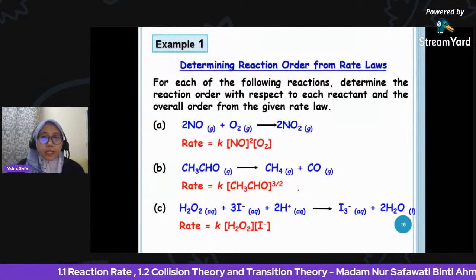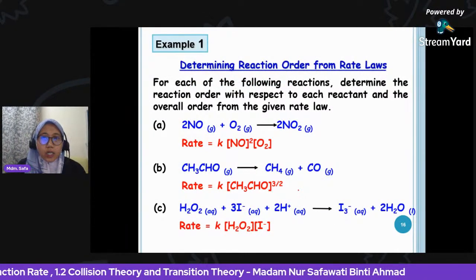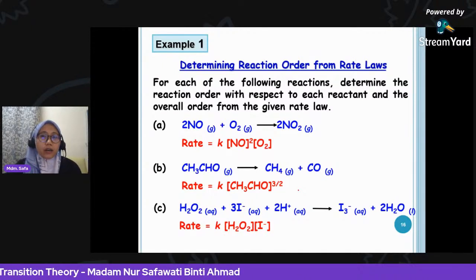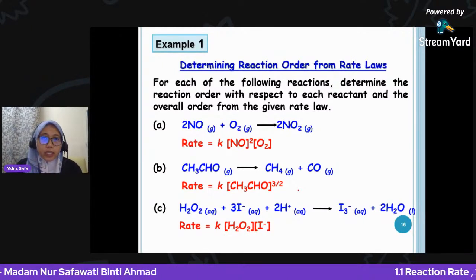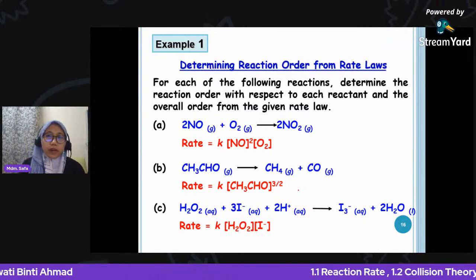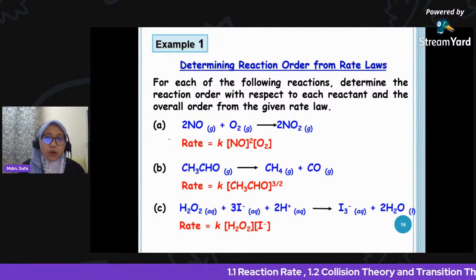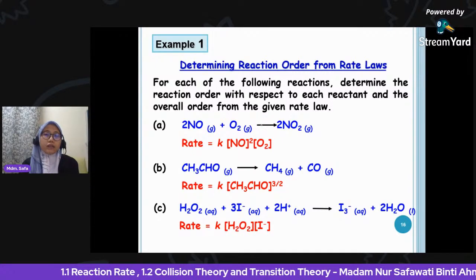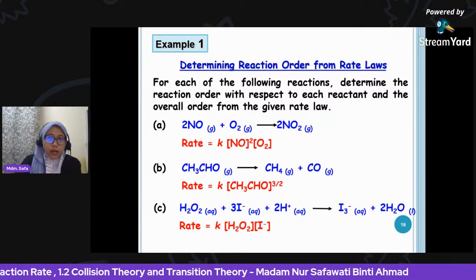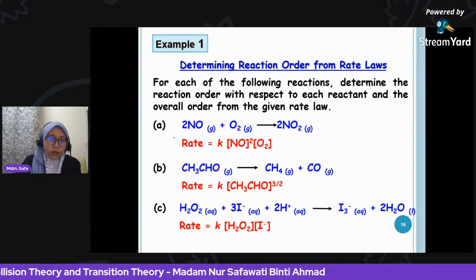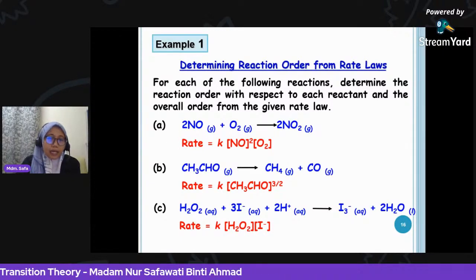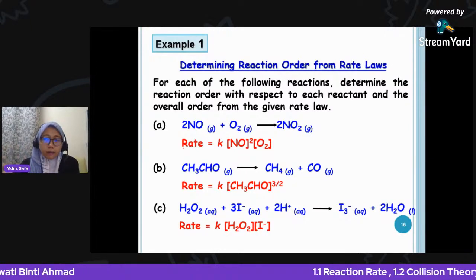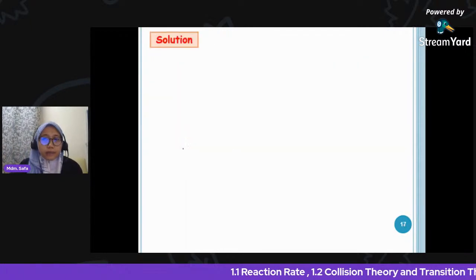Alright. Right, for example, okay, sekarang kita nak tengok determine the reaction order from the rate laws. Okay, from the rate law, macam mana kita boleh tahu dia punya order? Okay, for each of the following reactions, determine the reaction order with respect to each reactant and the overall order from the given rate law. Okay, so rate law ini yang merah ni adalah rate law. Okay, merah ni adalah rate law yang dia dah bagi. So kita just nak determine the order of the reactant and the overall order.